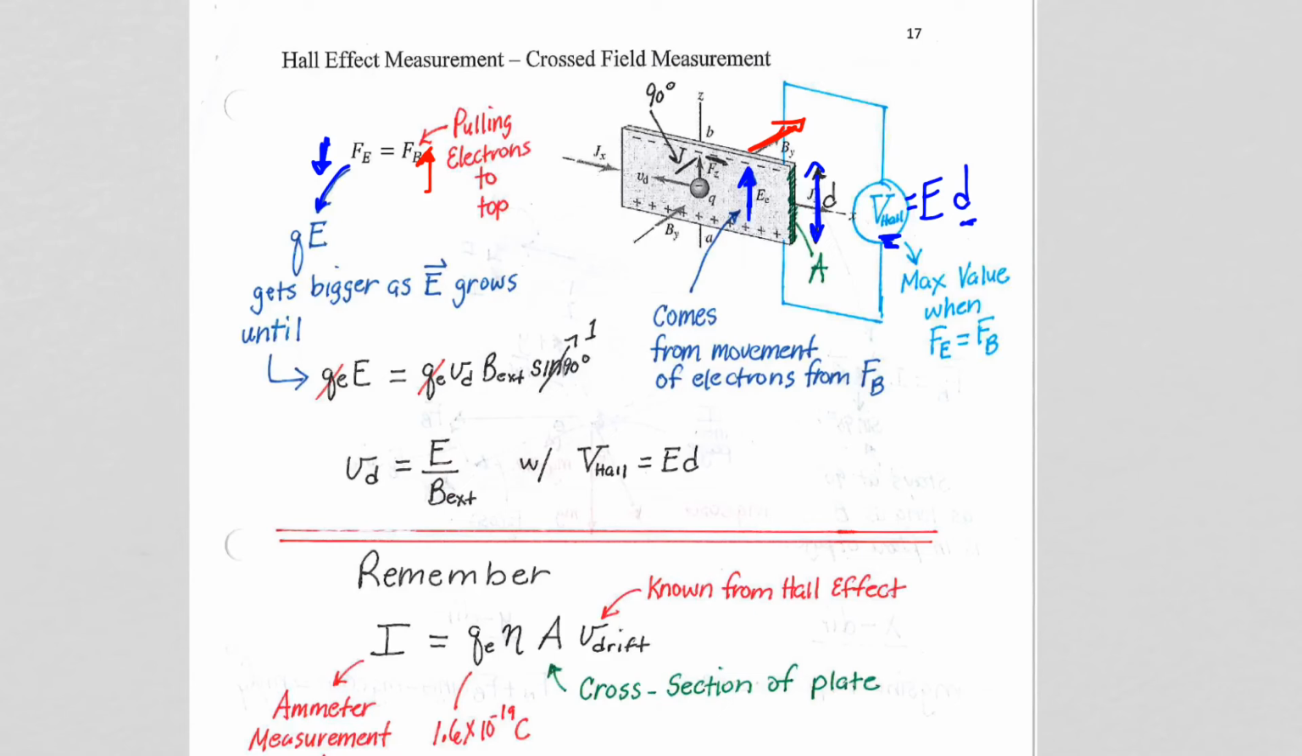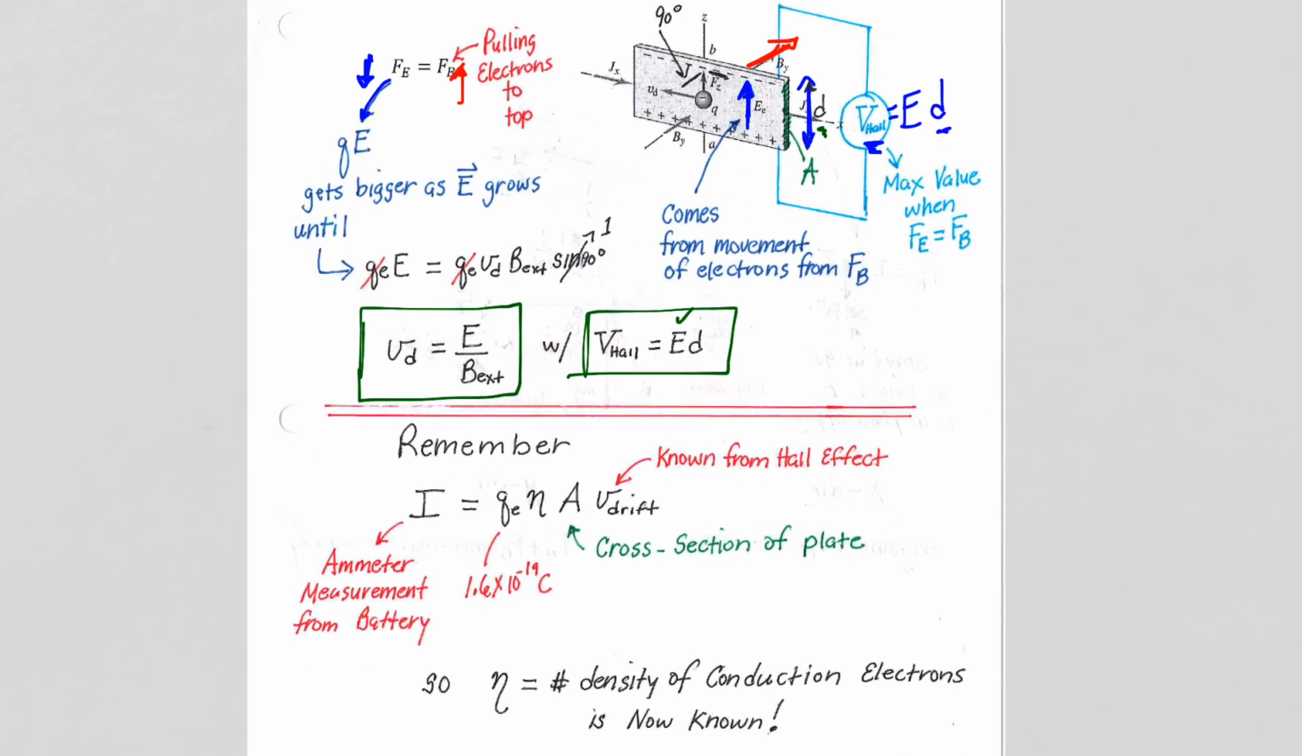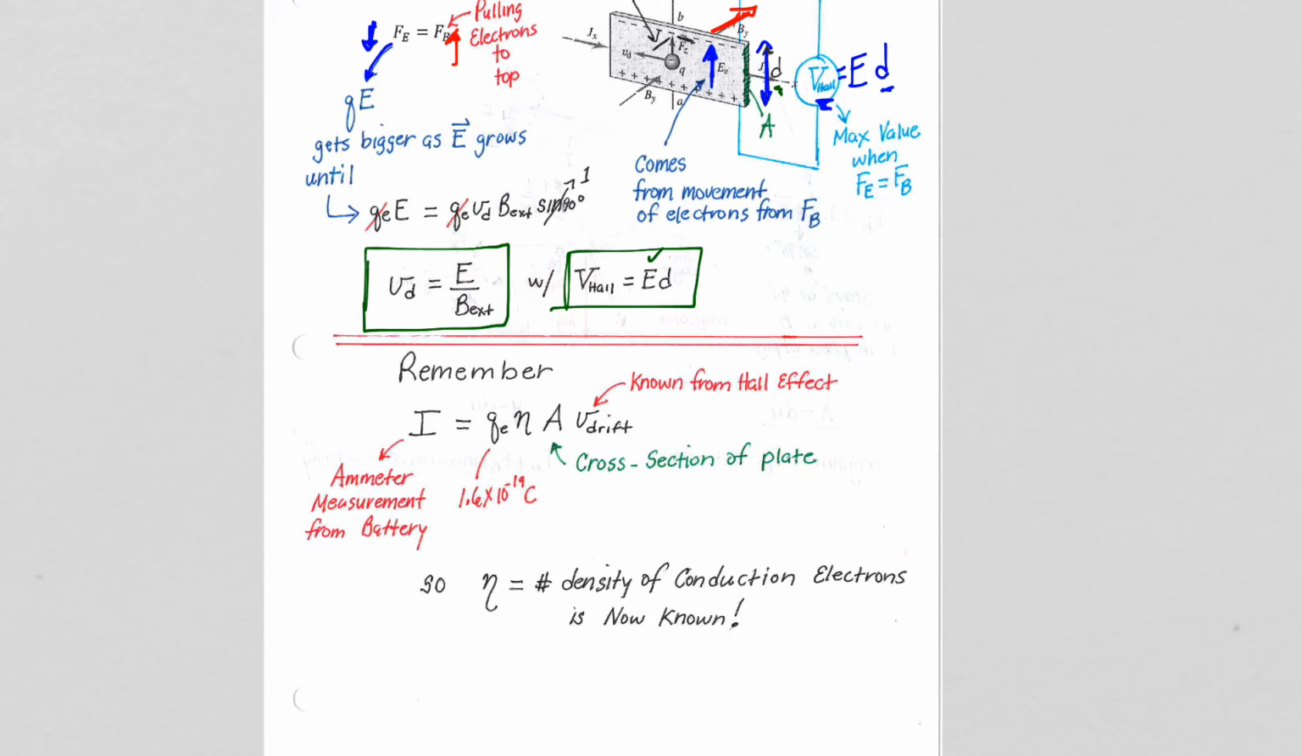We get that the drift velocity at that point equals the electric field divided by B external, and of course we can know the electric field because we have our voltmeter to measure the voltage, and we can take a ruler and measure the distance d. So really cool. And it gets even better because remember, I equals qnAv. We could put an ammeter in this circuit and measure the actual current value, so the amperage through the plate.